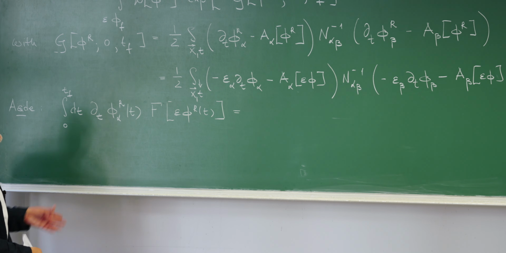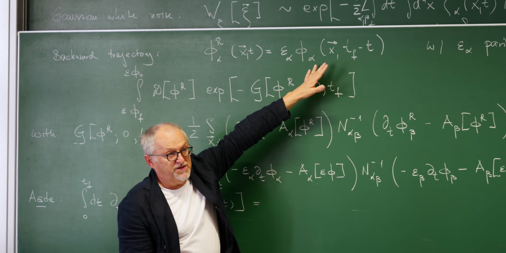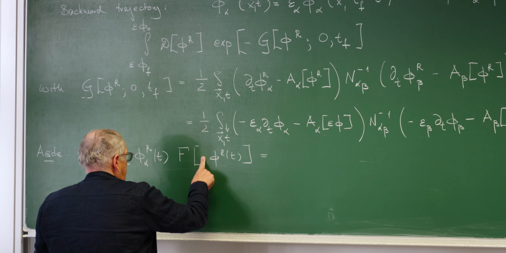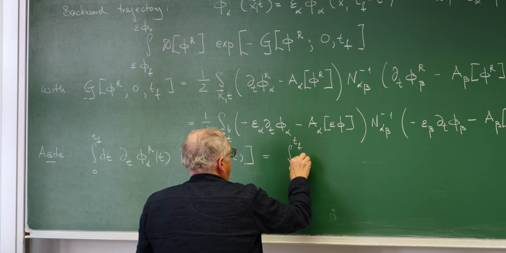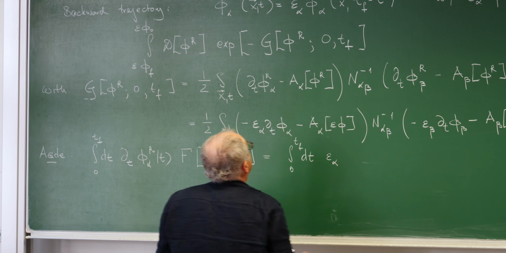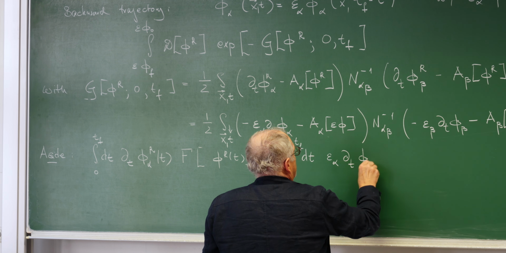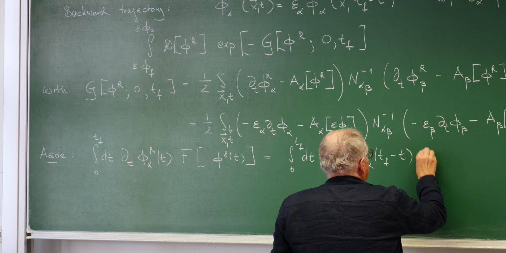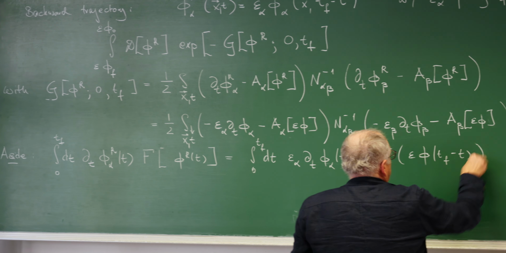Now I'm using my definition of the reverse trajectory, so I insert this expression here on the right-hand side, which means, oh sorry, this is no epsilon yet, this is just phi r. This then means I'm integrating from 0 to tf dt. Okay, let me now insert this. It's epsilon alpha dt phi alpha of tf minus t, f of epsilon phi of tf minus t.